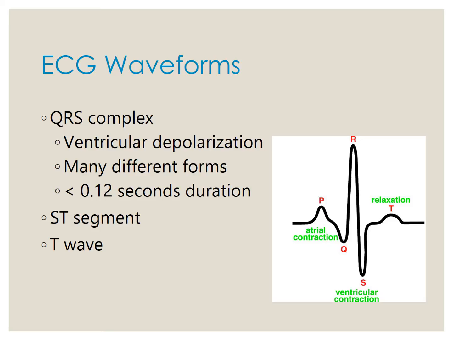Your ST segment begins at the end of the S complex and ends with the onset of the T wave, and this is the early part of repolarization of the ventricles. And then the T wave is the ventricular repolarization, where it relaxes. So your P wave is your atrial contraction, your QRS is your ventricular contraction, and your T wave is your relaxation or repolarization.